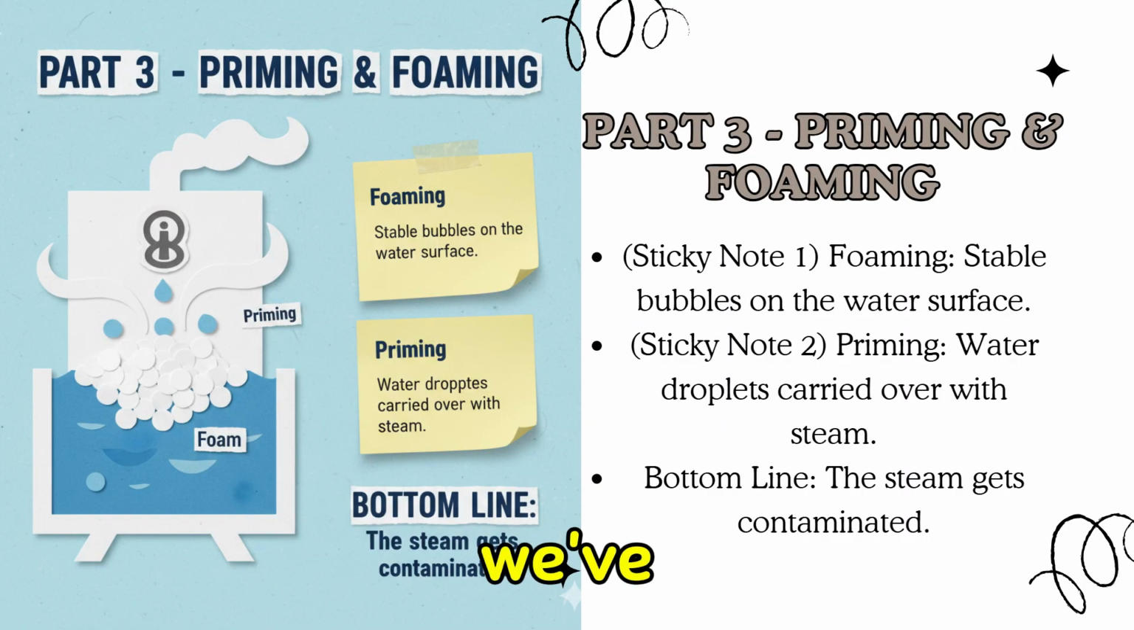Okay, so we've covered the solid deposits, but hard water can also mess with the steam itself. This brings us to priming and foaming. Let's define these two related terms. Foaming is the formation of persistent foam, or stable bubbles on the surface of the boiler water. Priming is the carrying over of small droplets of water along with the steam as it leaves the boiler. Basically, foaming can lead to priming.